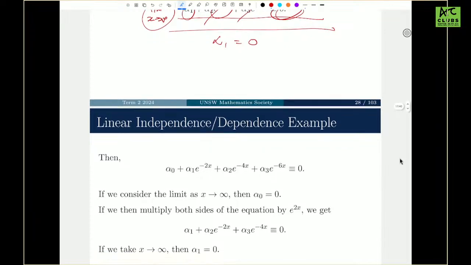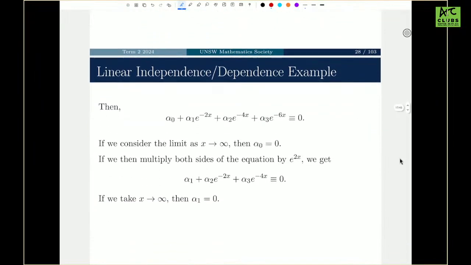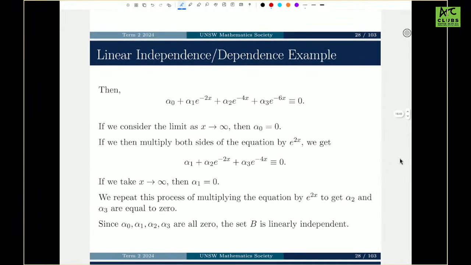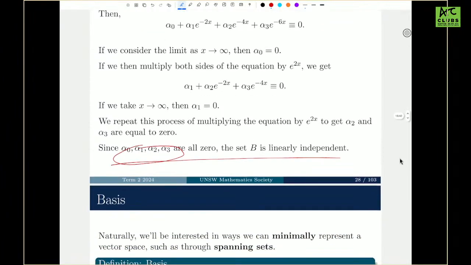And we just repeat this process again twice, and we'll get that alpha 2 and alpha 3 must be 0 as well. So we've just shown that all of these are 0, and that's exactly what we needed to show. So yeah, B is linearly independent.